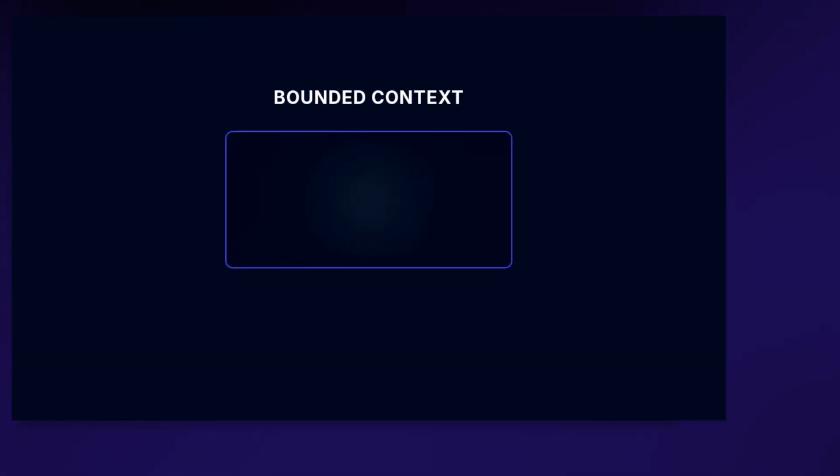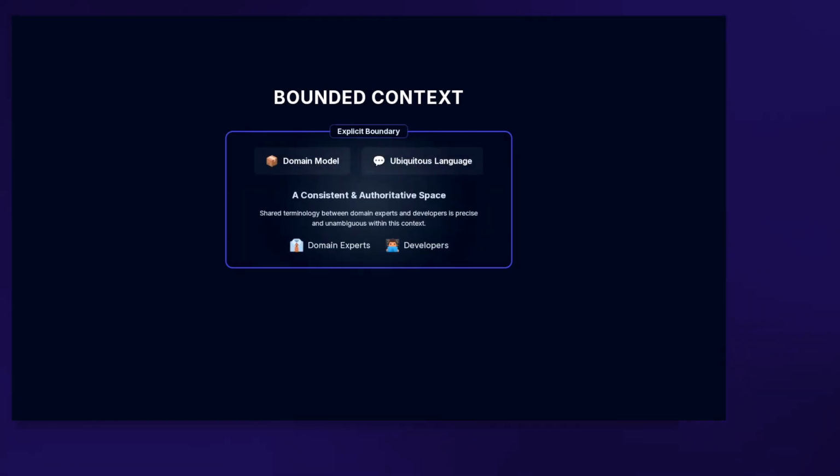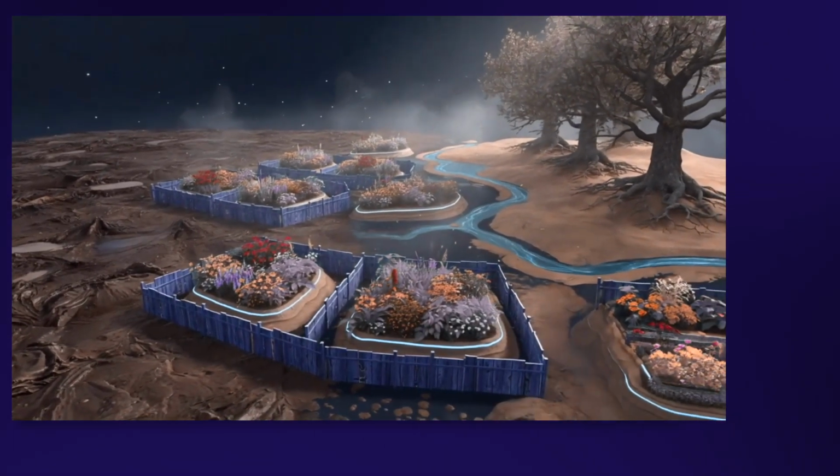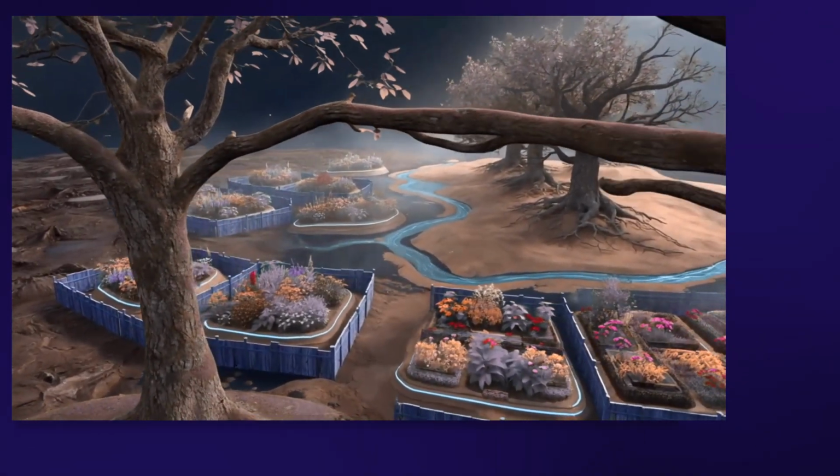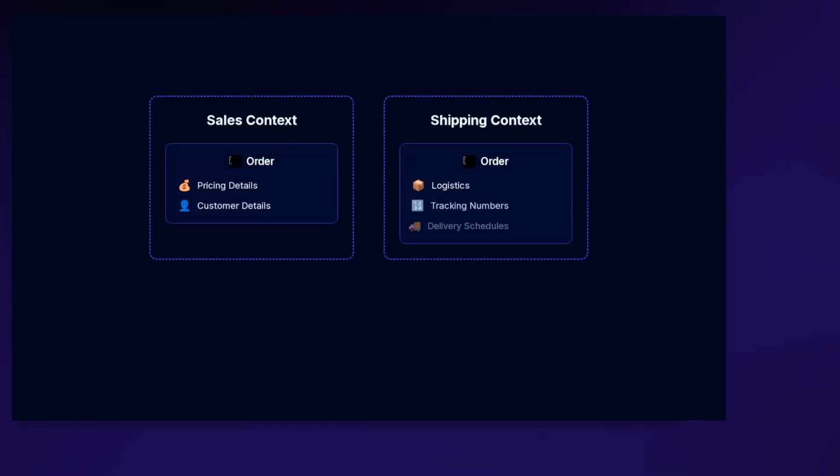Bounded contexts define explicit boundaries around a specific domain model where a ubiquitous language, shared terminology between domain experts and developers, is consistent and authoritative within that context. This approach prevents the big ball of mud anti-pattern by isolating models, allowing them to evolve independently without affecting other parts of the system. For instance, an order in a sales context focuses on pricing and customer details, while in the shipping context, it emphasizes logistics, tracking numbers, and delivery schedules.